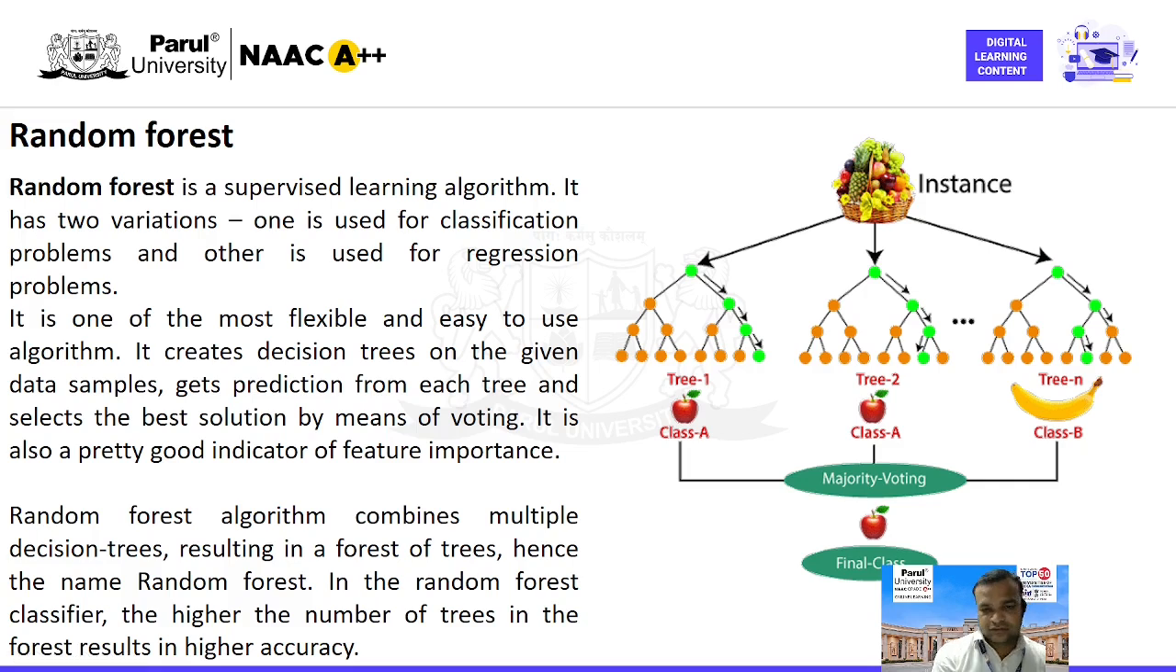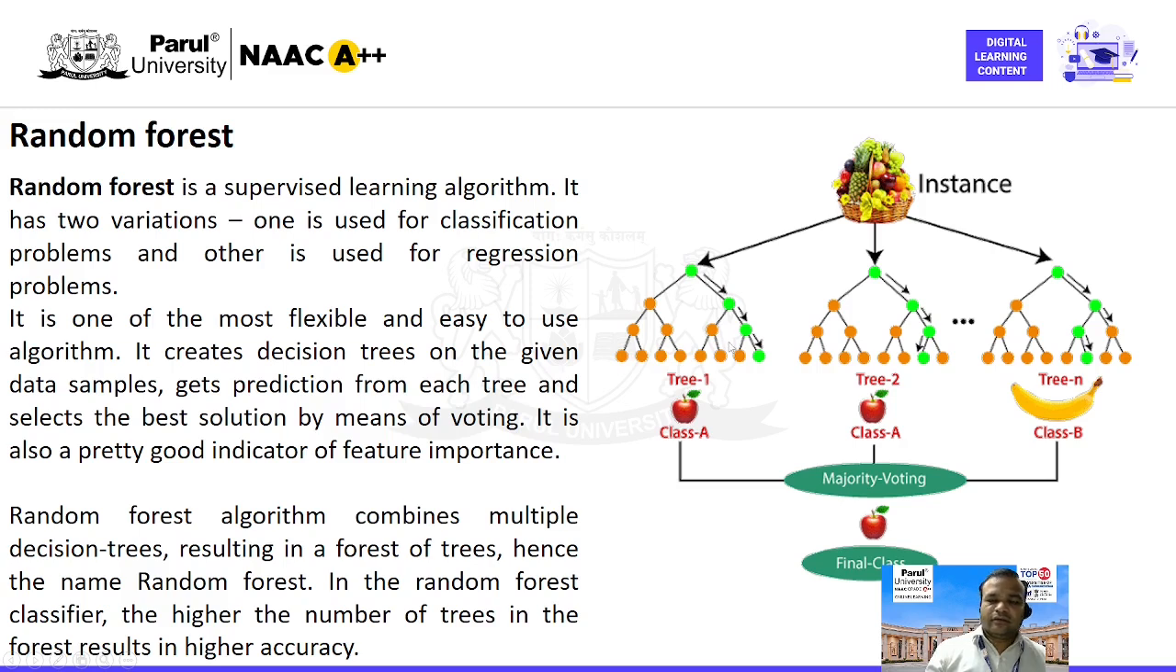It creates decision trees on the given data sample, gets a prediction from each tree, and selects the best solution by means of voting. It creates the decision trees. You can see this picture. There are some instances, fruit instances. For this we create multiple decision trees: decision tree one, decision tree two, decision tree three, and so on up to decision tree n. We created n decision trees.